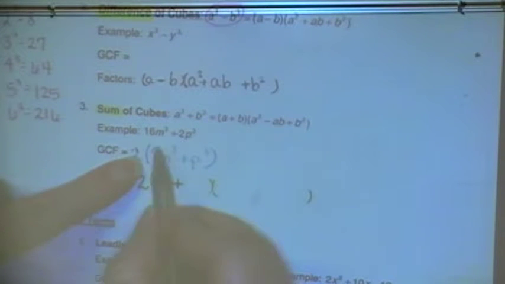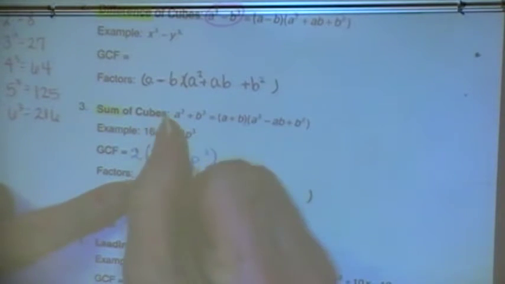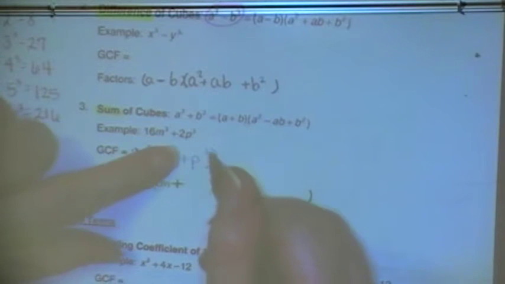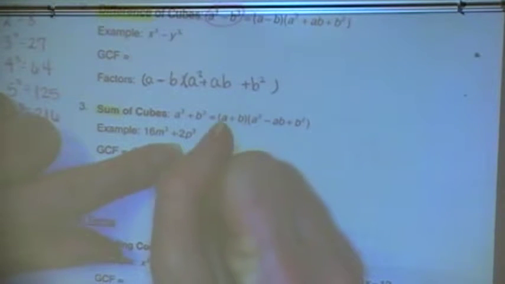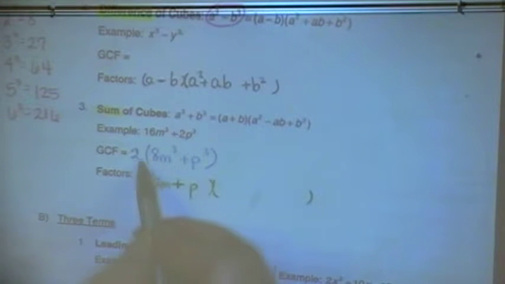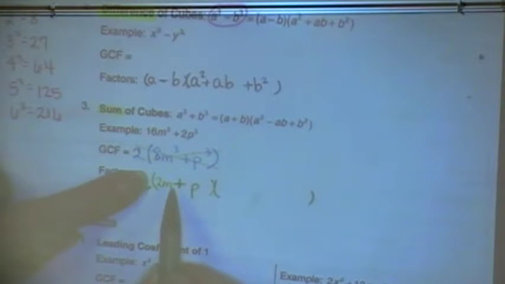Take the cube root of the first term and put it in the small set of parentheses. 2m is the cube root of 8m cubed. Take the cube root of the last term and put it in the last blank. Now I am done using my original. I don't need it anymore. I'm now getting everything from my small set of parentheses.